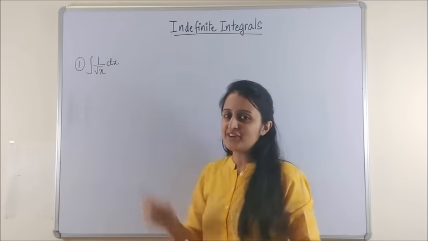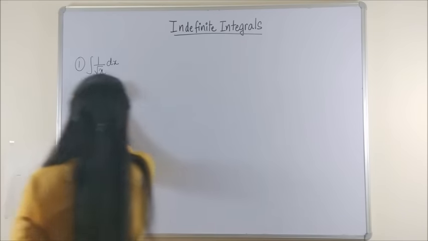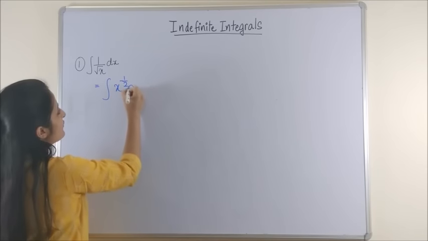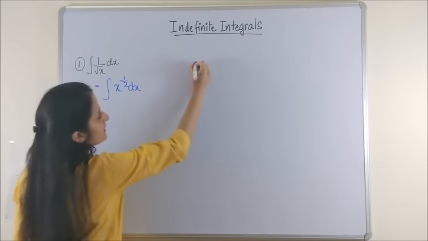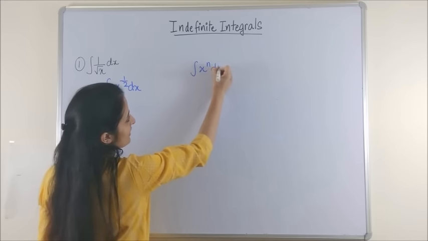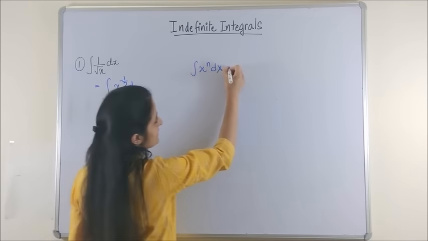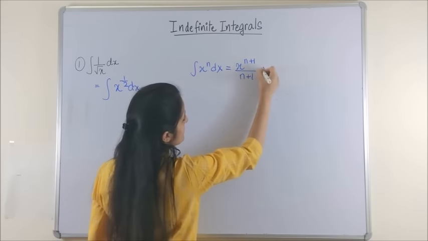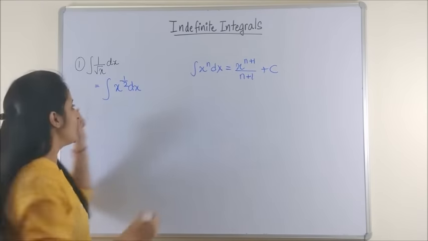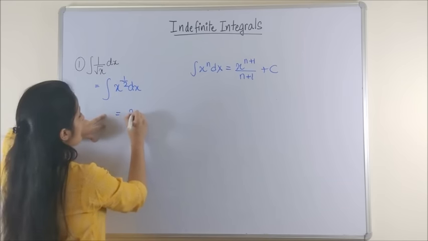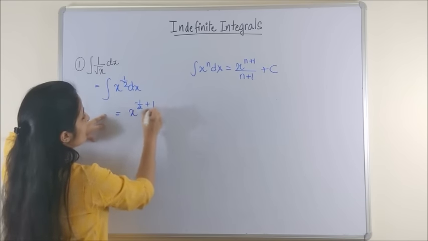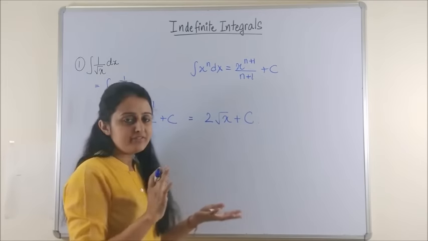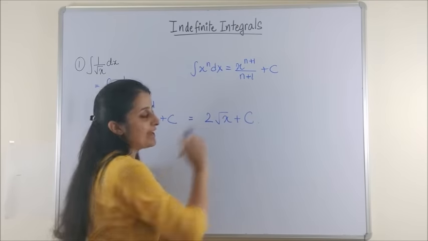Coming to the very first question, here we have x raised to the power minus half dx to be integrated. Now we just discussed a formula which said the integral of x raised to the power n dx is x raised to the power n plus 1 upon n plus 1 plus c. So you can simply apply this and we get x raised to the power minus half plus 1 upon minus half plus 1 plus c. On simplifying everything, we get 2 root x plus c.